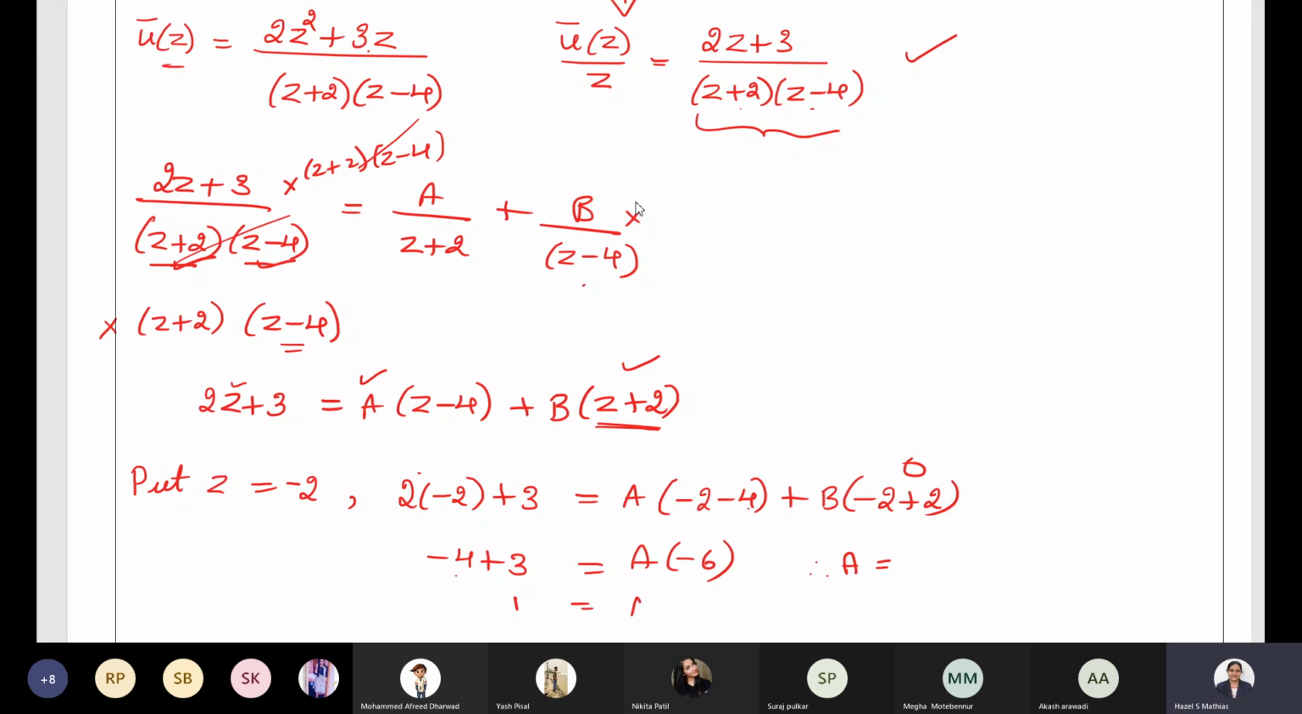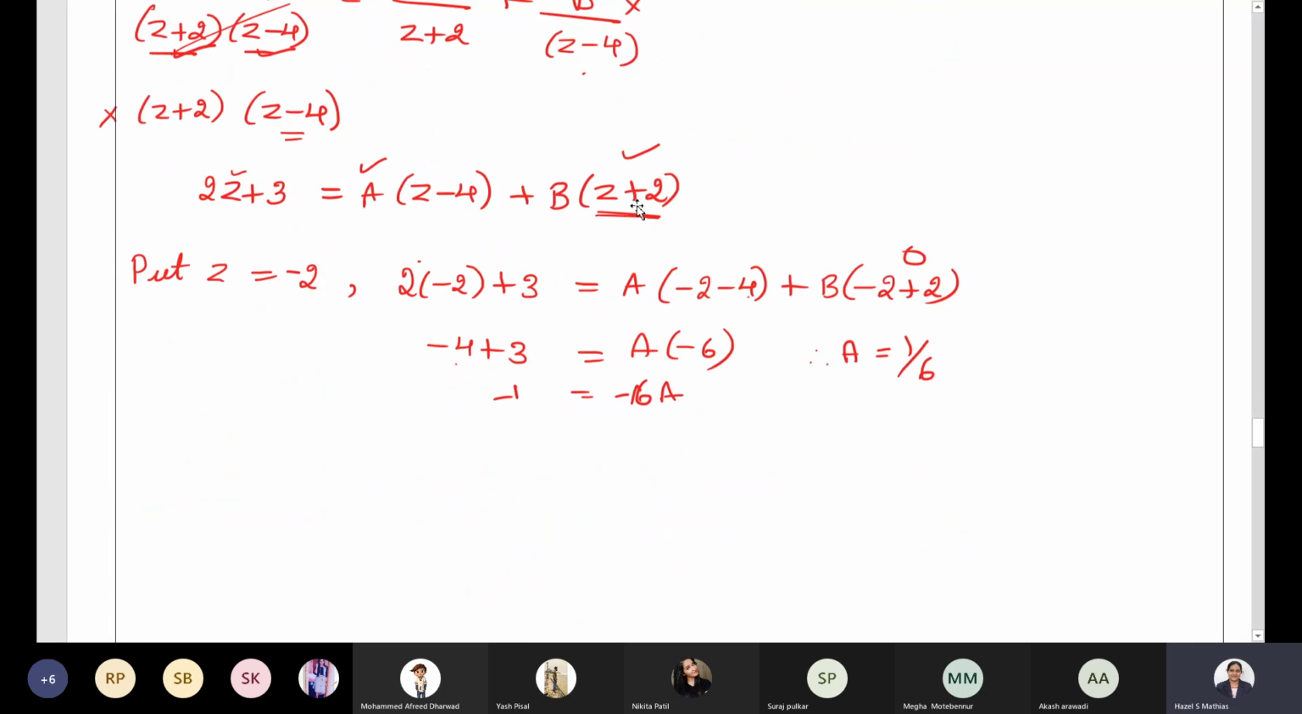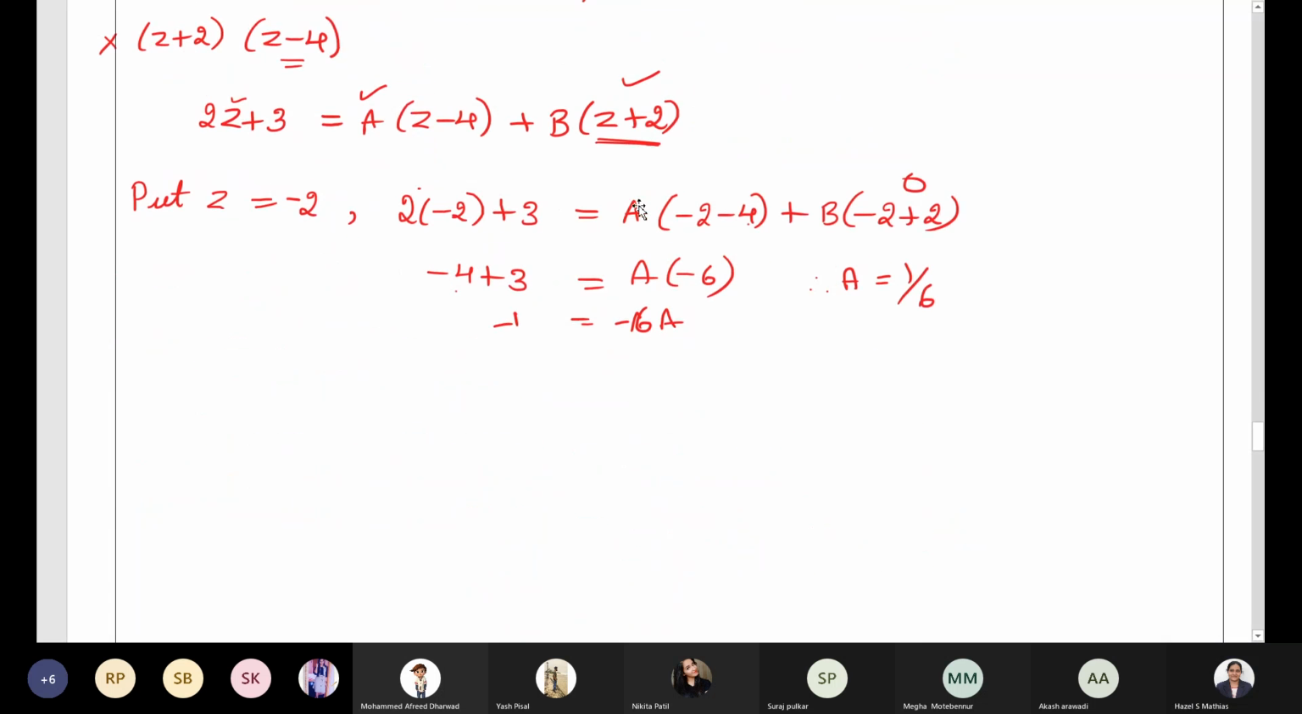So what is the value of a? Minus 1 equal to minus 6a. So minus minus gets cancelled. What is the value of a? 1 by 6. Am I correct? Yes or no? Please answer. Yes, ma'am. Okay, done.